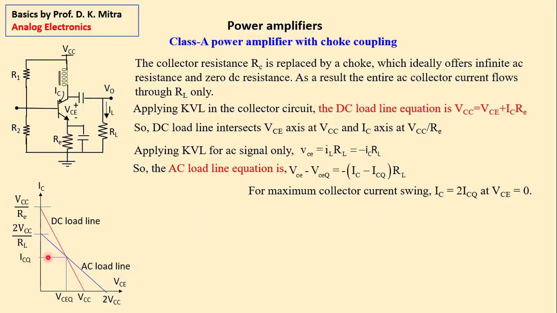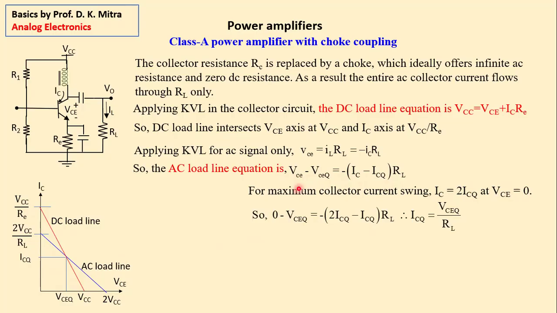ICQ is chosen in such a way that the total peak becomes equal to that. So the value of ICQ is equal to half of the value of IC, that is, IC is equal to double of ICQ when VCE is 0. That is the principle of choosing the intersection point of the load lines. So if we put this value here, VCE is equal to 0 and IC is equal to twice ICQ.